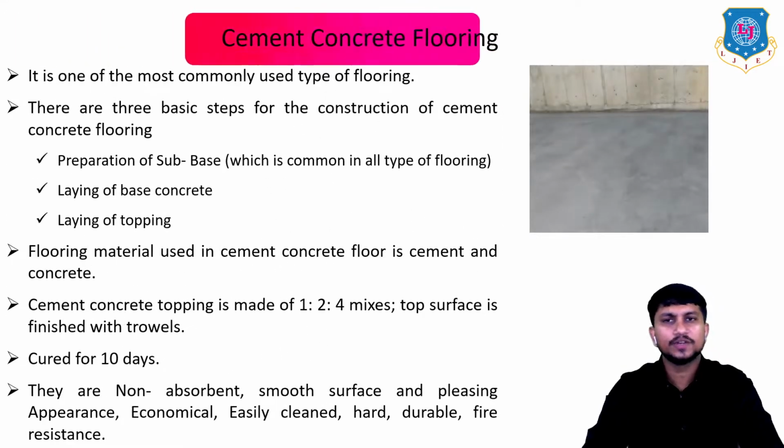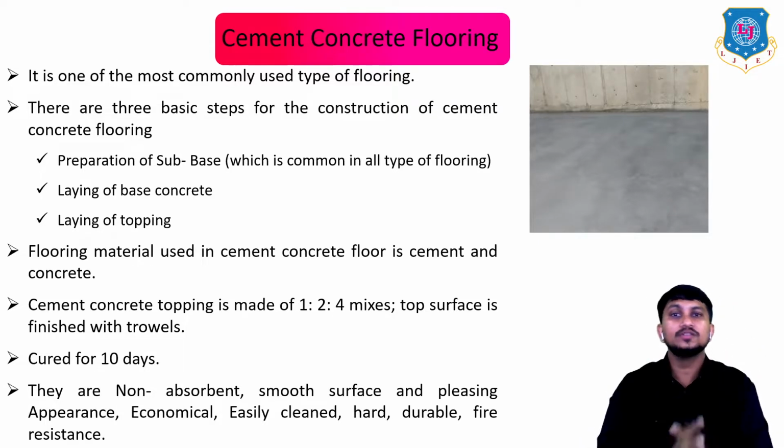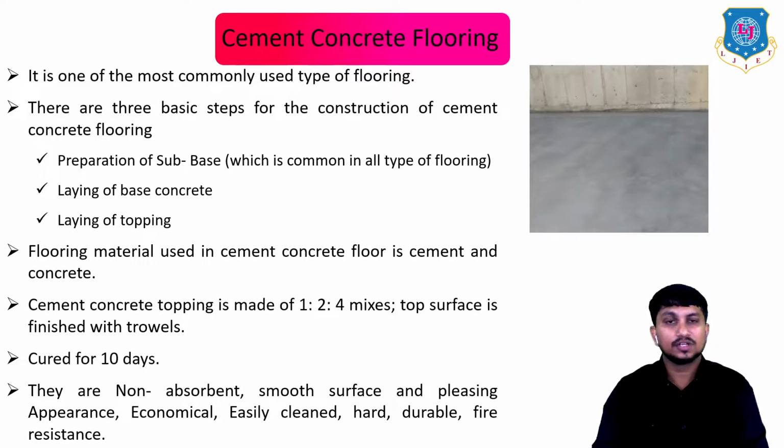The next type of floor finish is cement concrete flooring. This is how cement concrete flooring looks like. It is one of the most commonly used types of flooring. There are three basic steps for the construction of cement concrete flooring. First is preparation of subbase, which is common in all types of flooring. After preparation of subbase, laying of base concrete should be done. Then after that, laying of topping should be done.